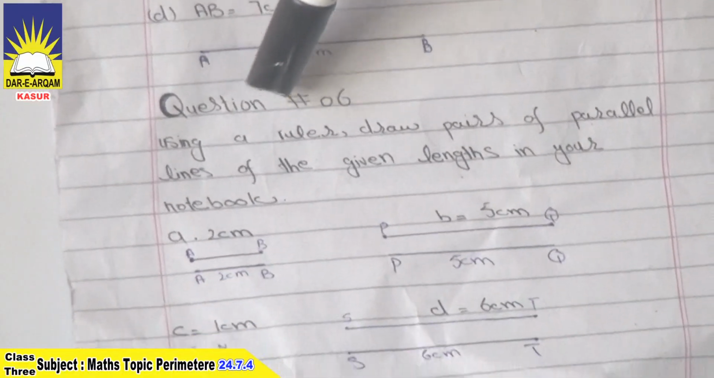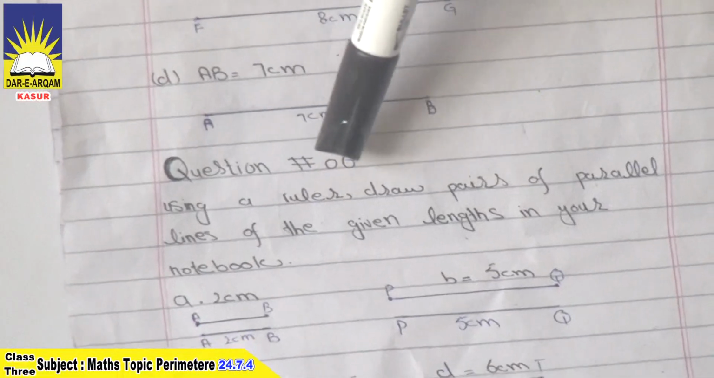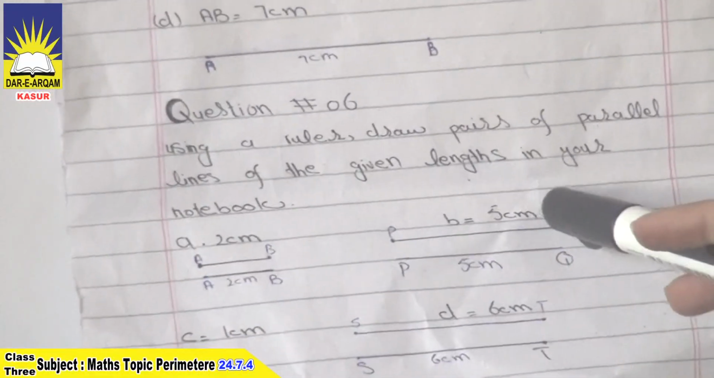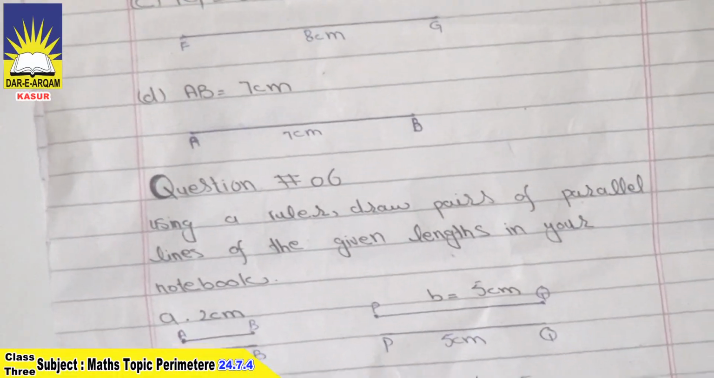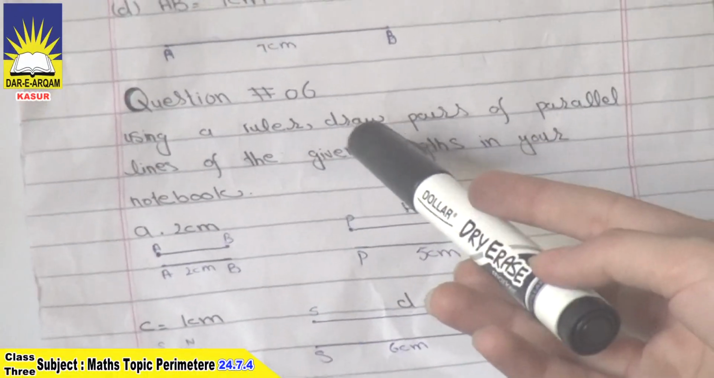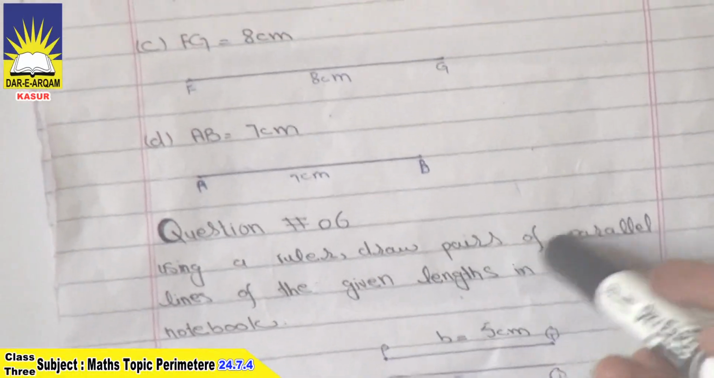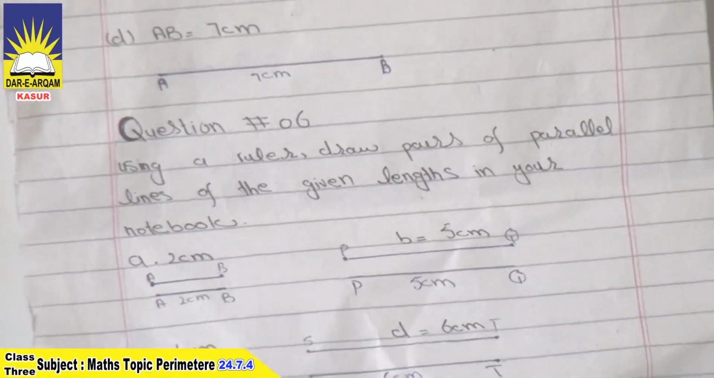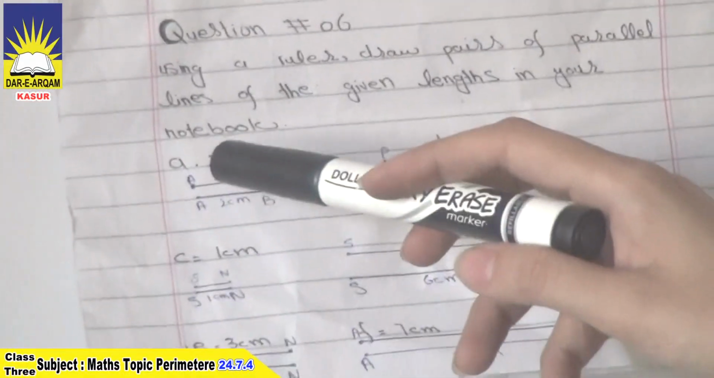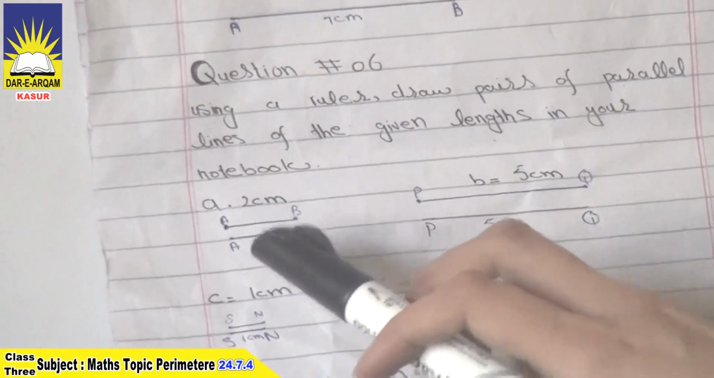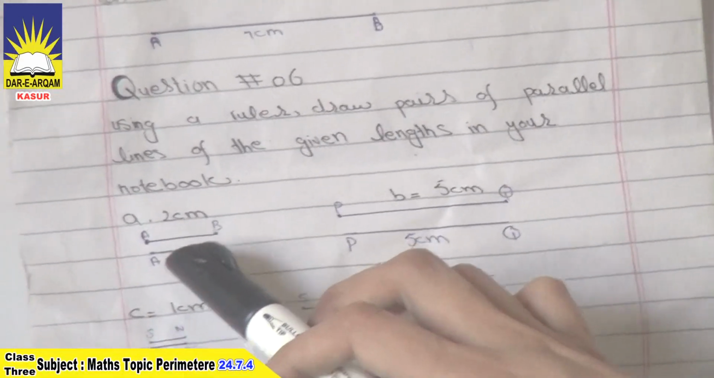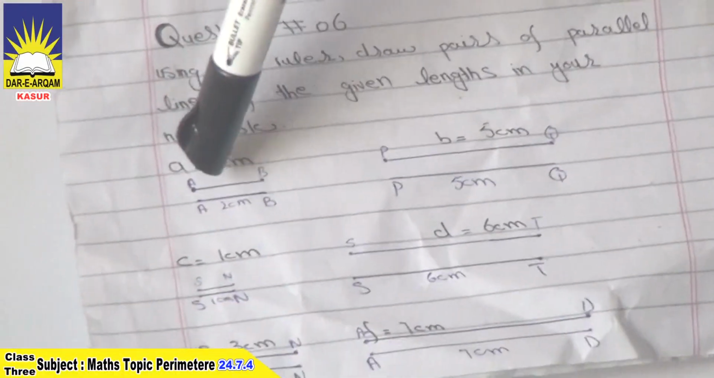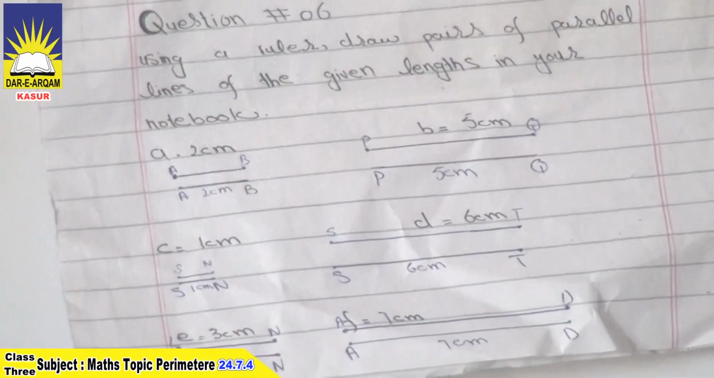So next we have question number 6. Using a ruler, draw pairs of parallel lines of the given length in your notebook. Question A is equal to 2 centimeters. So we draw a line of 2 centimeters with the help of a ruler. You have to draw 2 parallel lines of 2 centimeters.